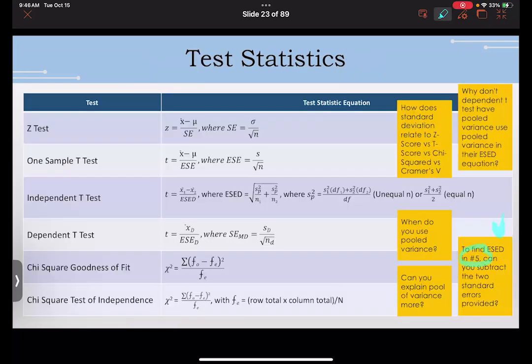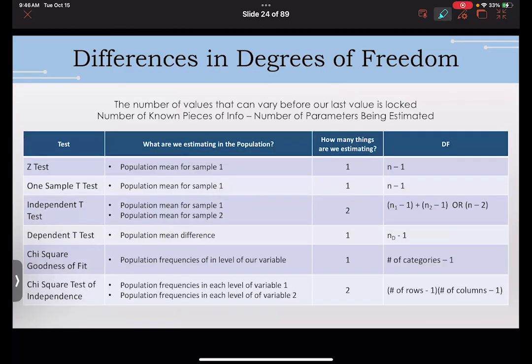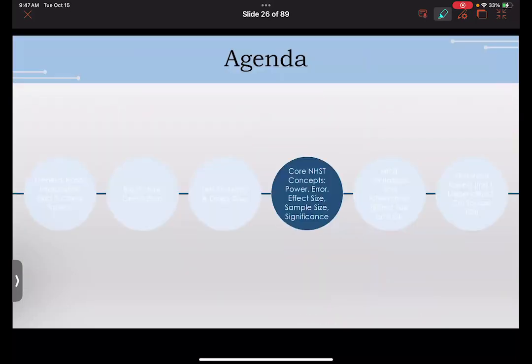Questions at all about that? Was that helpful and clarifying? Yes, questions? No? This is on here for you. I'm going to just leave it alone. The degrees of freedom we're working with right now are relatively simple.